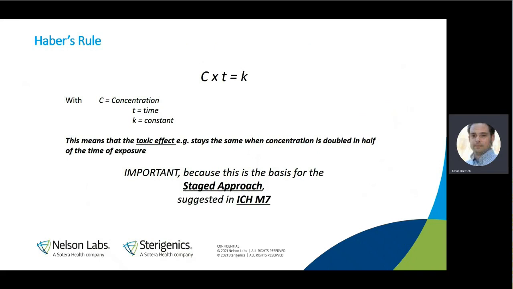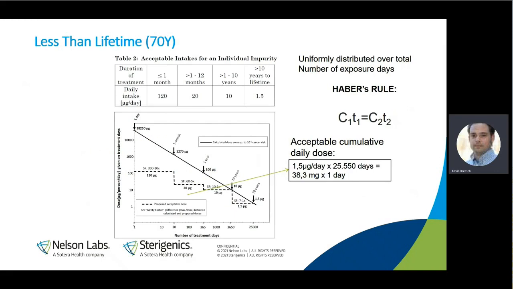To understand this concept of toxicology, often they say the dose is the poison, which is true. So the concentration of a given chemical times the exposure will give a constant toxicological effect. So if you give half of the concentration of a chemical for twice the time, you will have the same toxicological effect. So applying this to the ICH M7, for lifetime, being 70 years, you can have 1.5 micrograms a day. So 1.5 times 25,000 days should be the same as one day having an exposure of 38.3 milligrams, which you can see here.